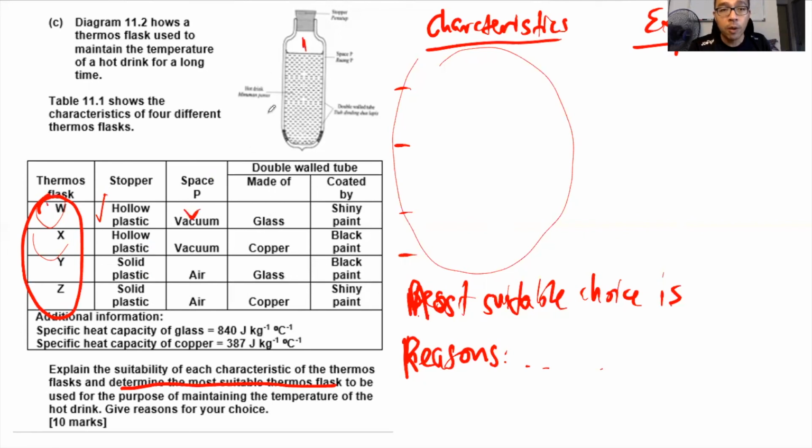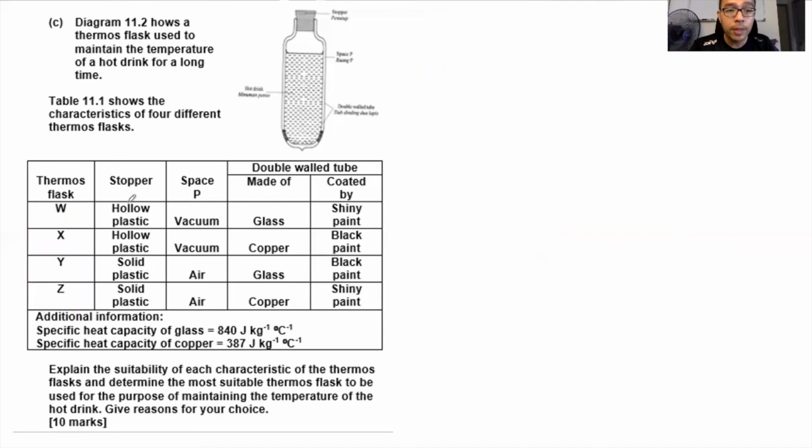There is a space over here, there's a vacuum. The double wall tube is made of glass and it is coated by a shiny paint. Thermos flask X has a hollow plastic stopper, has a vacuum over here. Vacuum means there's no air. The double wall tube is made of copper and it is coated by a black paint. So you have to make choices. Among the stoppers, which stopper is good? Hollow plastic or solid plastic?